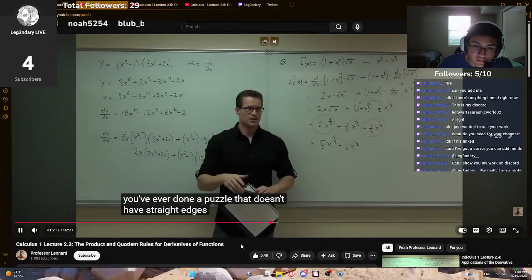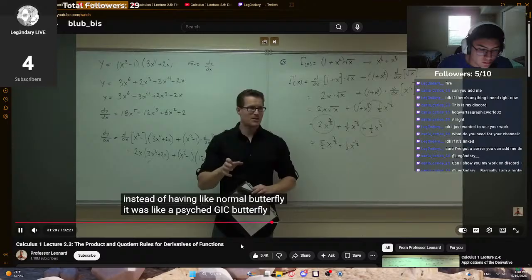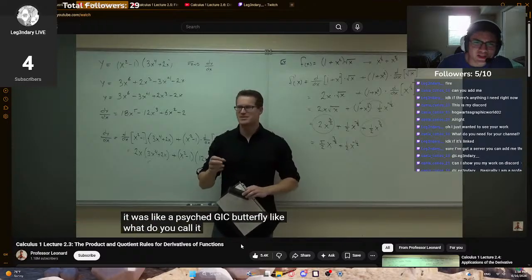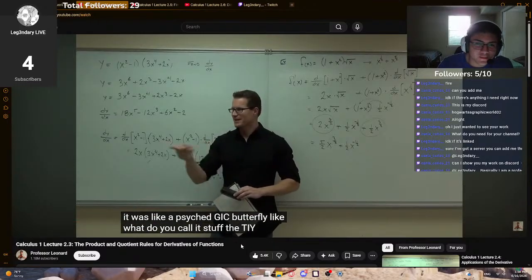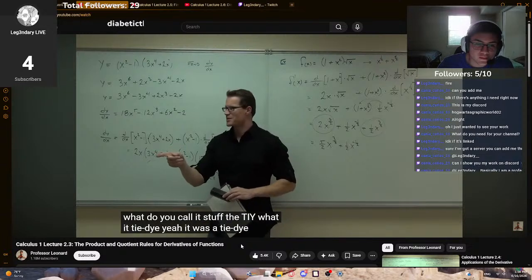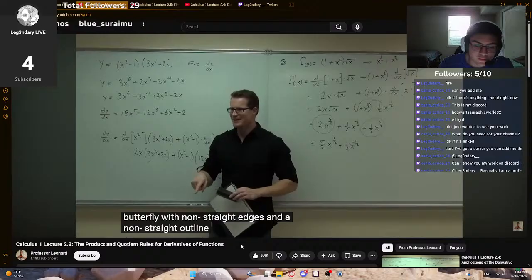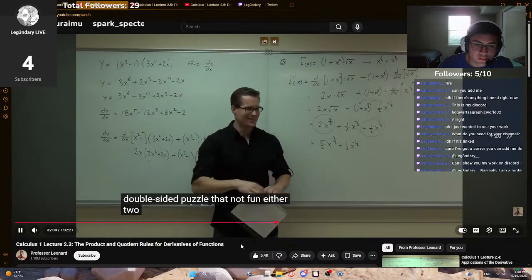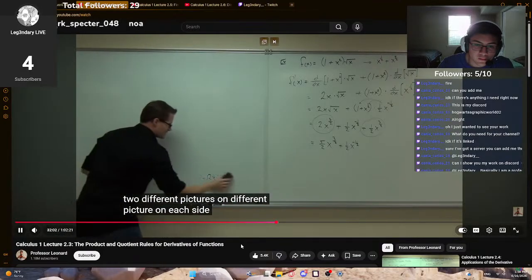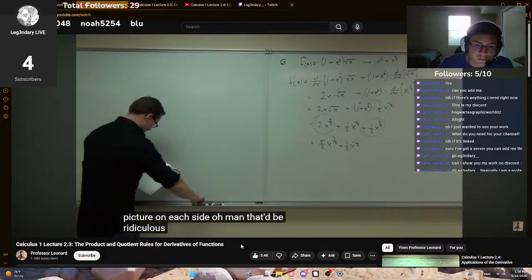Almost like a little me that's very different, like a psychedelic butterfly. What do you call it? Tie-dye? Yeah, a tie-dye butterfly with non-straight edges and a non-straight outline. A four-piece jigsaw, you got it. Two different pictures, a different picture on each side. Oh man, that'd be ridiculous.